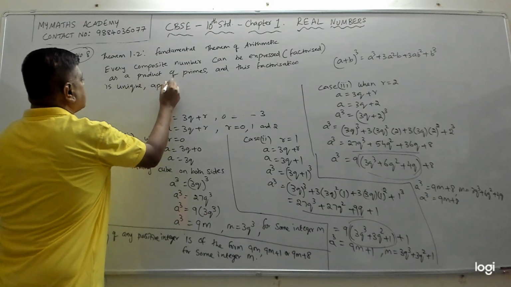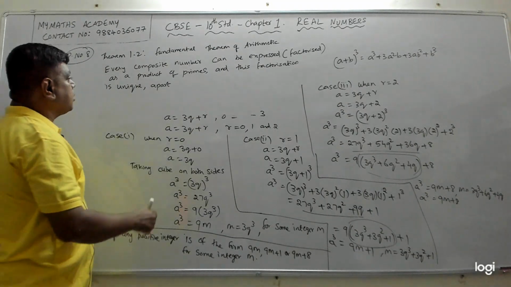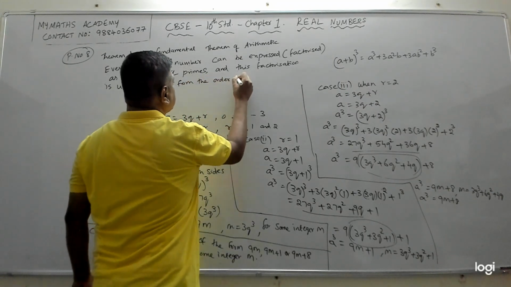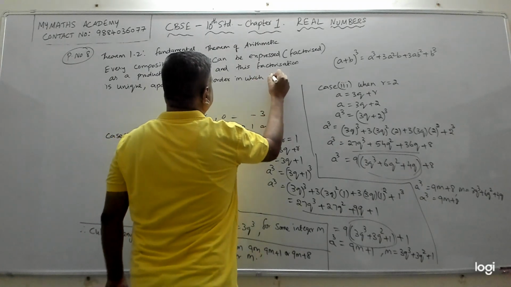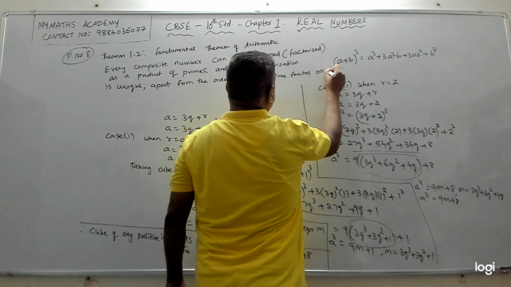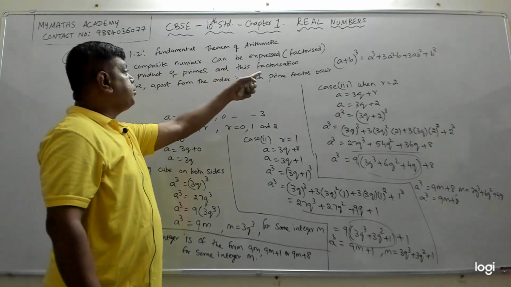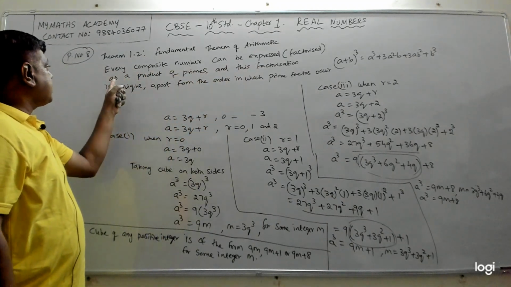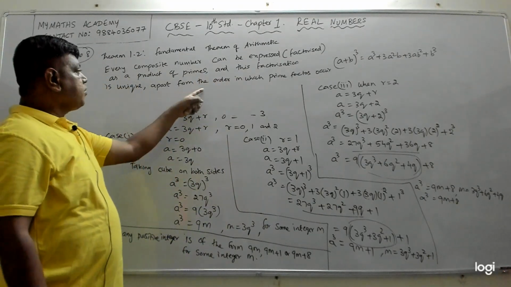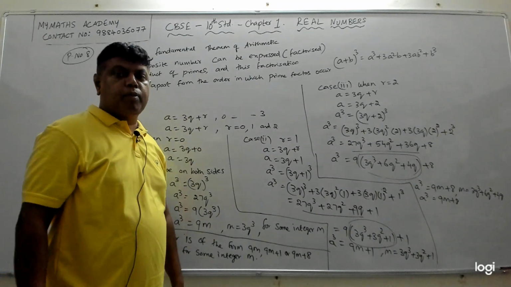Apart from the order in which the prime factors occur. Right? So what it says is, every composite number can be expressed, or in brackets factorized, as a product of primes, which means prime numbers, and this factorization is unique apart from the order in which prime factors occur. Right? This is the statement of the fundamental theorem of arithmetic.